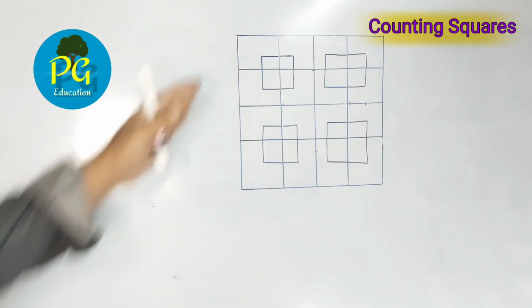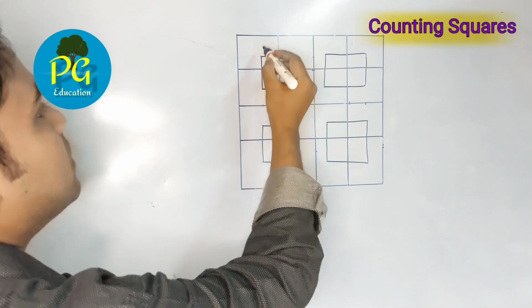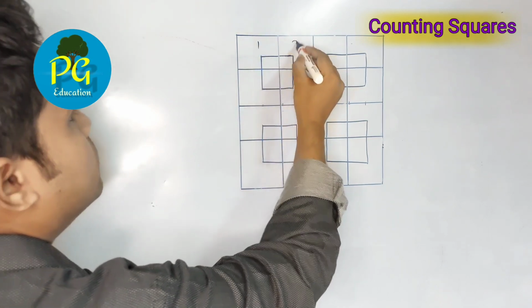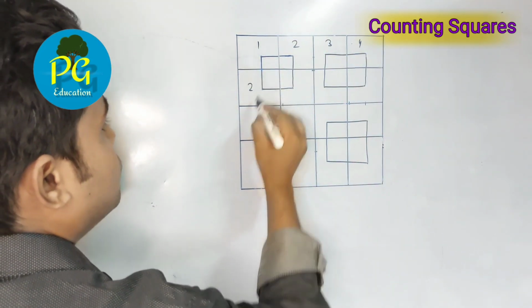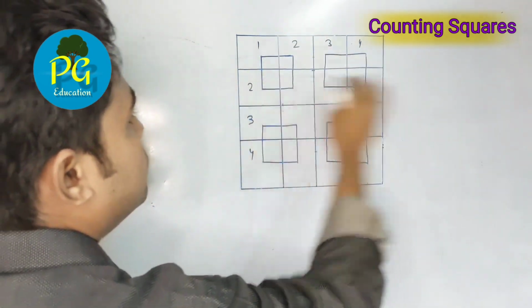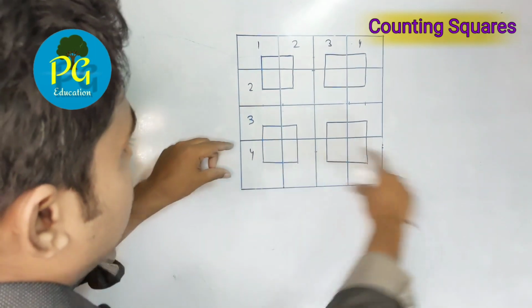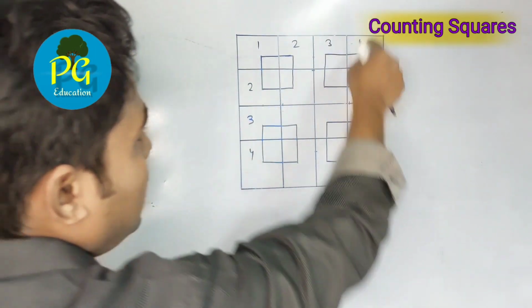Next diagram. In this diagram we have to count how many squares are there. So how? Here you give numbers 1, 2, 3, 4. 1, 2, 3, 4. So how many rows are there? 1, 2, 3, 4. These are rows. How many columns are there? 1, 2, 3 and 4.